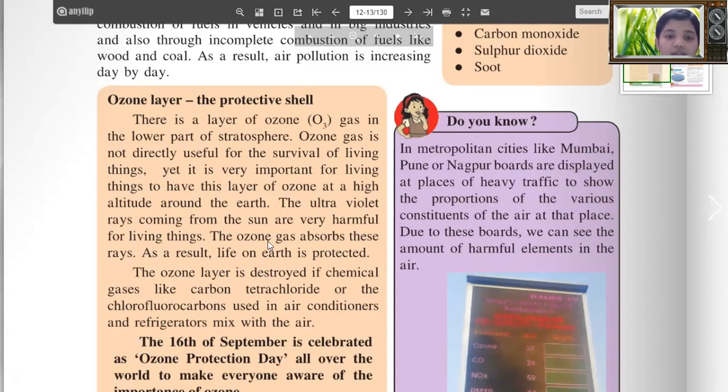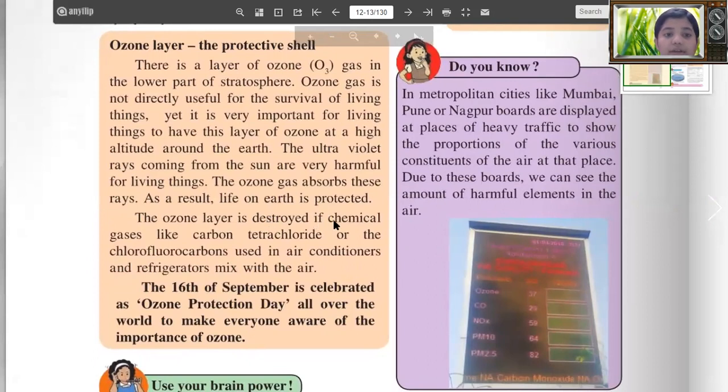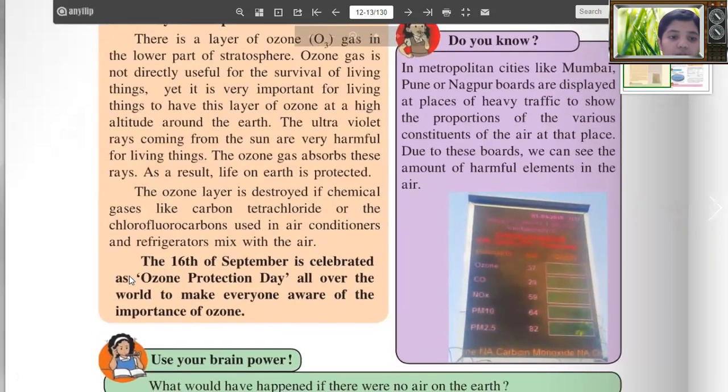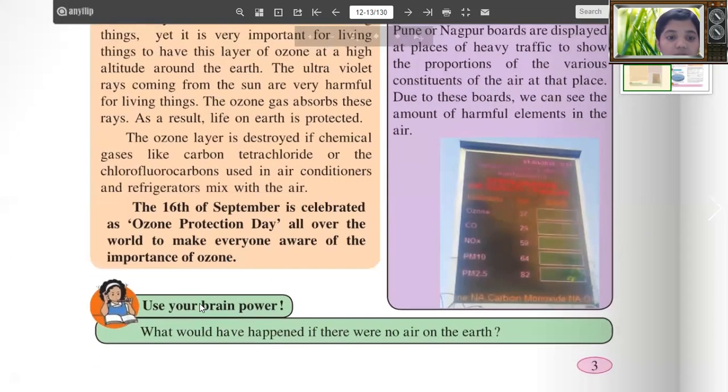The ozone layer is destroyed if chemicals and gases like carbon tetrachloride or chlorofluorocarbon, used in air conditioners and refrigerators, mix with the air. The 16th of September is celebrated as Ozone Protection Day all over the world to make everyone aware of the importance of ozone. Use your brain power. What would have happened if there would be no air on the earth?